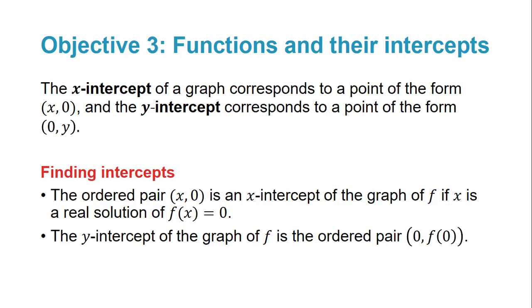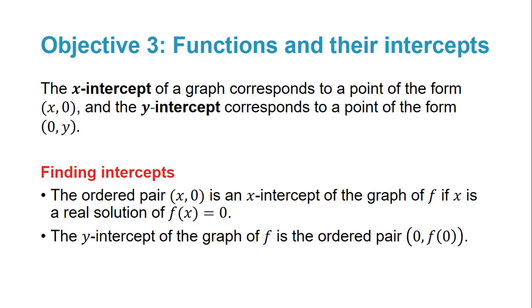The x-intercept, if you recall, corresponds to a point of the form (x, 0), right? The x-intercept is the place where the graph crosses the x-axis. The y-intercept corresponds to a point of the form (0, y), where y is some real number.